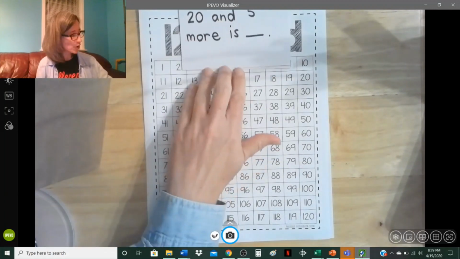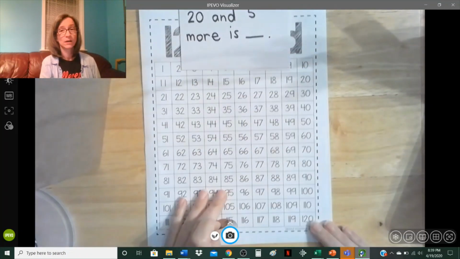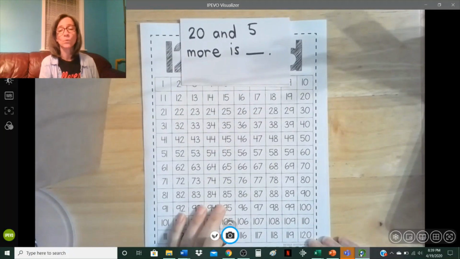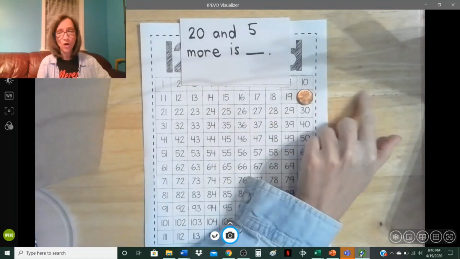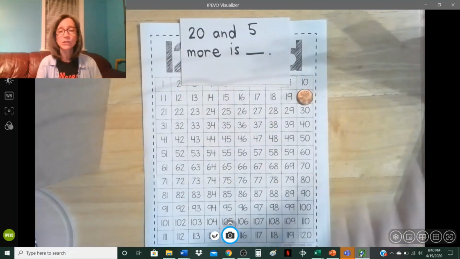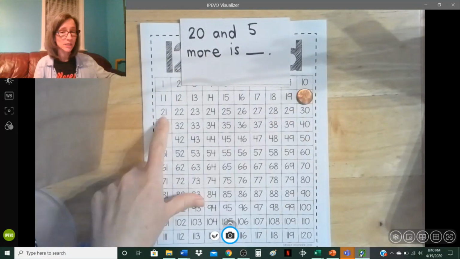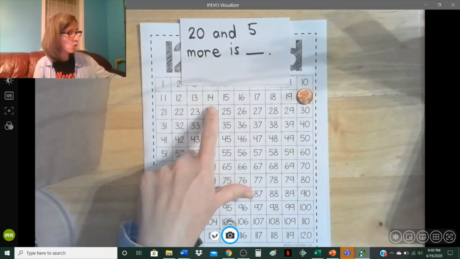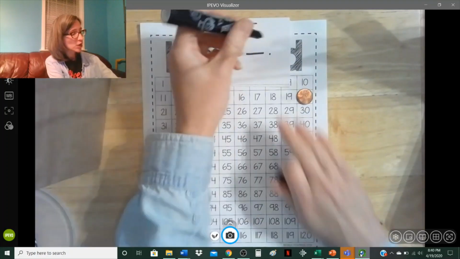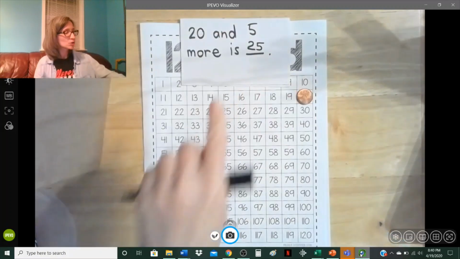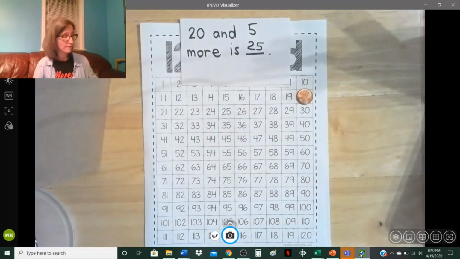20 and 5 more is blank. Can you find the number 20? 20 and 5 more is what? If I started 20, can I go 5 more? There's nothing here. What do I need to do? To go 5 more, I would start here, but I'd go to the next row. 1, 2, 3, 4, 5. If you said 20 and 5 more is 25, you are correct. Read the statement with me. 20 and 5 more is 25.